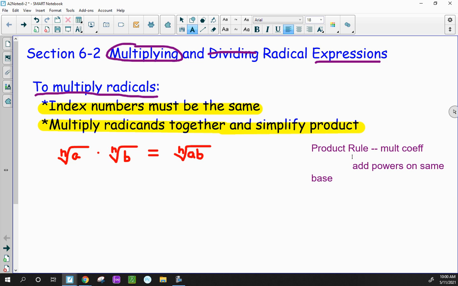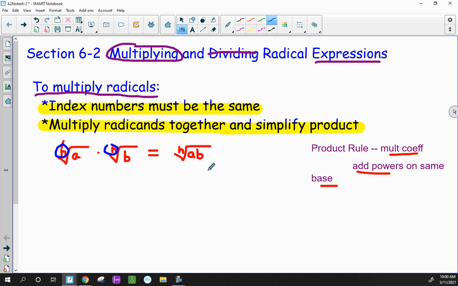So when you are using the product rule, again, you are adding powers on the same base and you are multiplying coefficients. So the general rule is, n, which is the index number, the nth root of a times the nth root of b is going to be equal to the nth root of a times b. Again, these index numbers must be the same. Whatever is underneath the radical, you're going to multiply together. They do not have to match. Remember, you can multiply anything together.